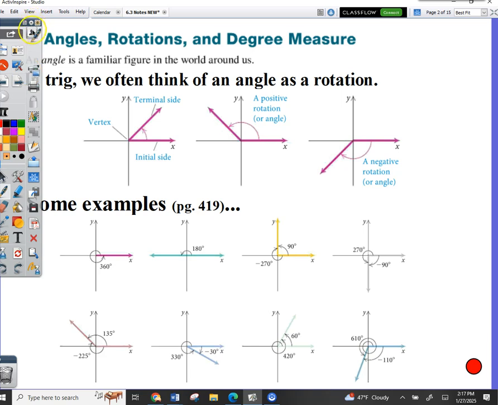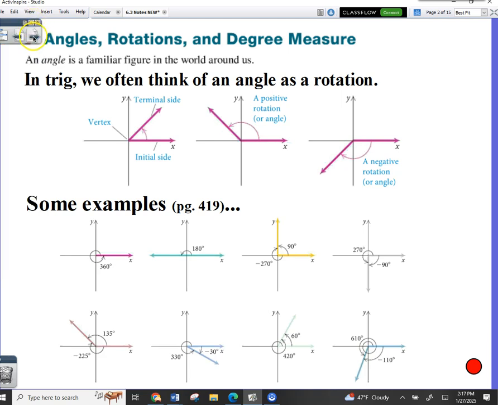We have a couple of vocab words to talk about first. In trig, we often think of an angle as a rotation. This is new, okay? You're used to, if I say an angle, you're thinking of just a corner of a shape, right? Now I want you to think of it as either rotating in one direction or the other. Look at these 3 examples right here.